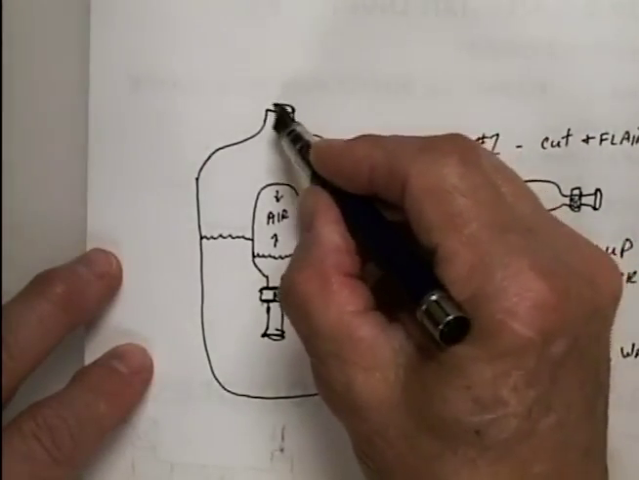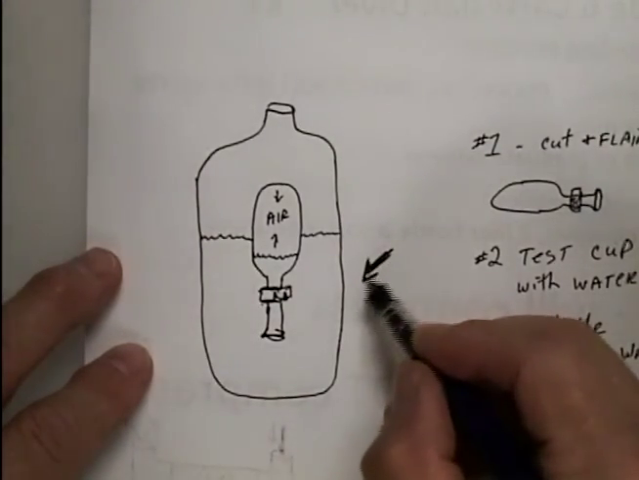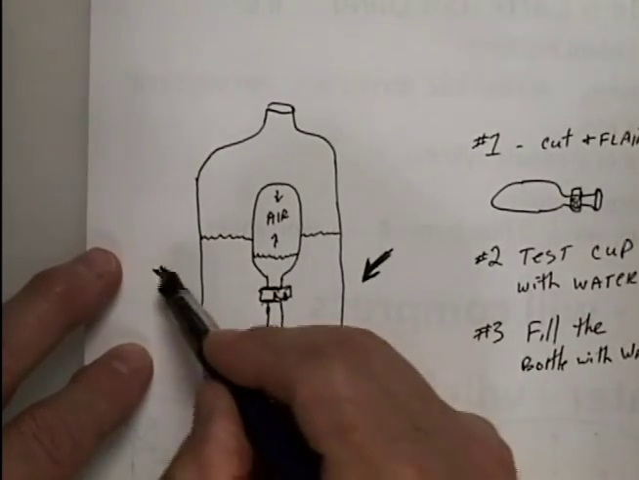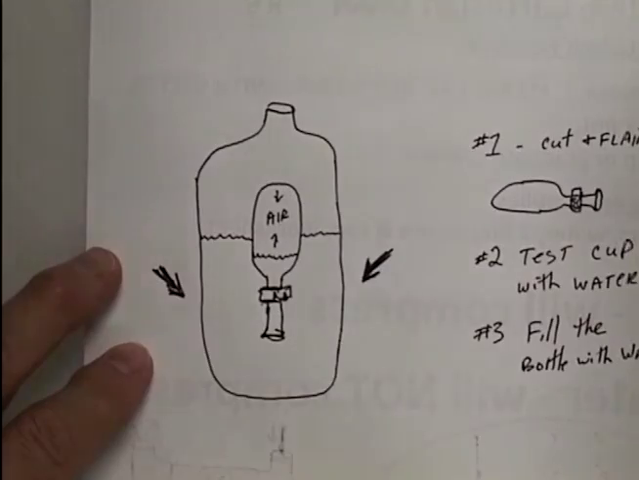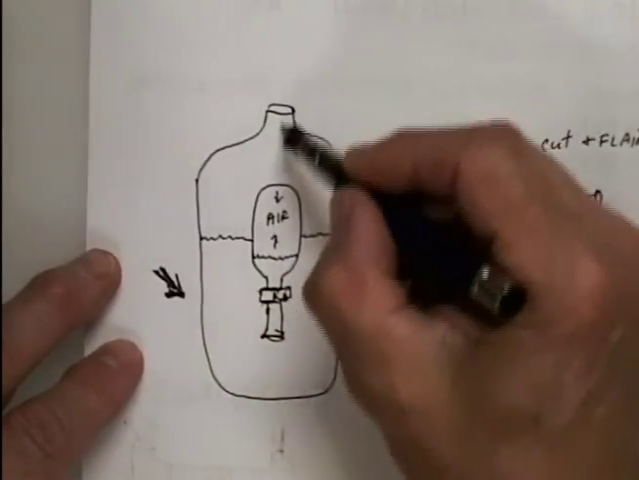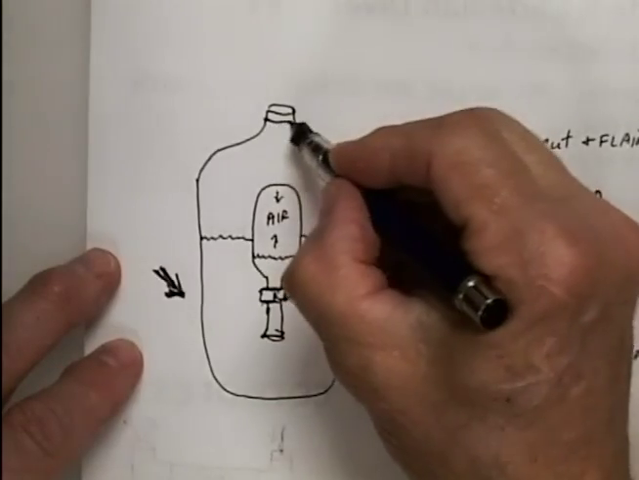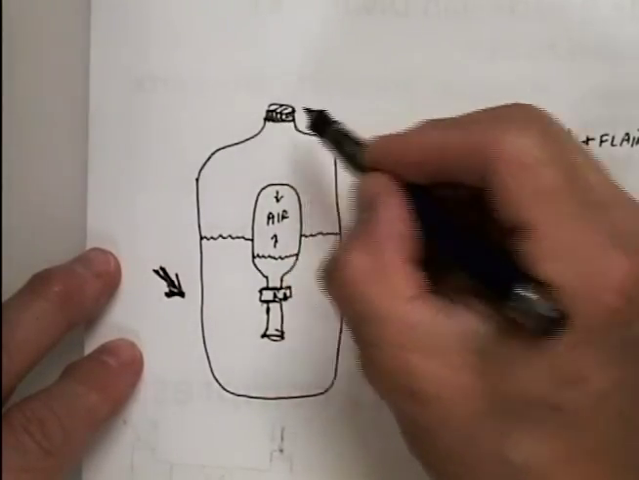And if I just lift the lid off of this, when I put pressure on the outside of this, it won't do anything because all it's going to do is push water out of the top. So I need to make sure that I have a lid on this, and my lid is closed.